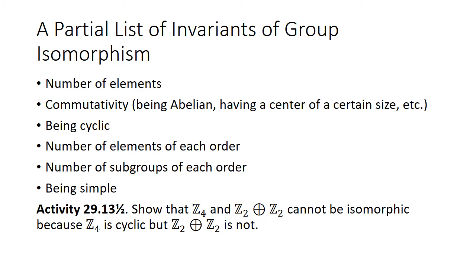Then there's being cyclic, and then there's number of elements of each order, number of subgroups of each order. You could also put number of normal subgroups of each order. That would also work. And then being simple, which means having no normal subgroups that are not the whole group or the identity subgroup.